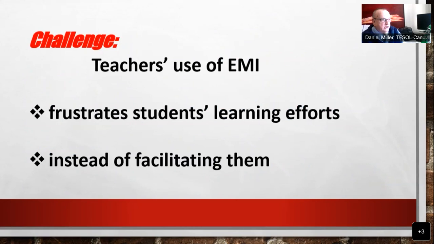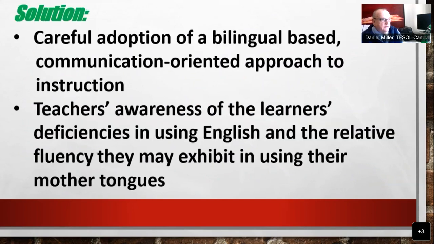The author suggests the challenge is the teacher's use of EMI. He suggests that it frustrates students' learning efforts instead of facilitating them. The solution is the careful adoption of a bilingual-based, communication-oriented approach to instruction. Teachers need awareness of the learner's deficiencies in using English, and the relative fluency they may exhibit in using their mother tongues.